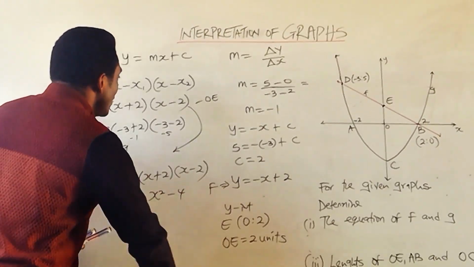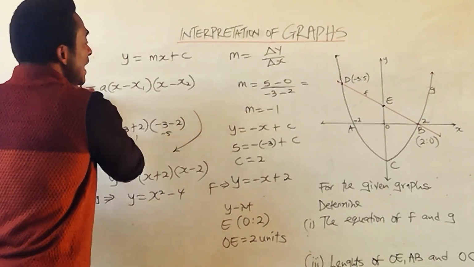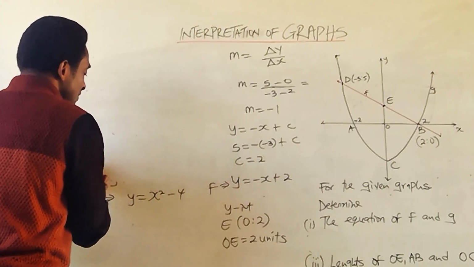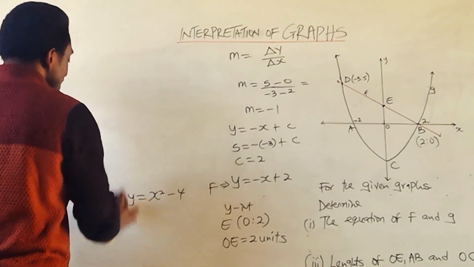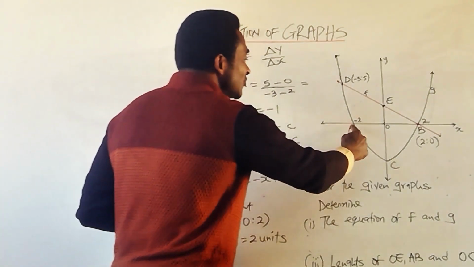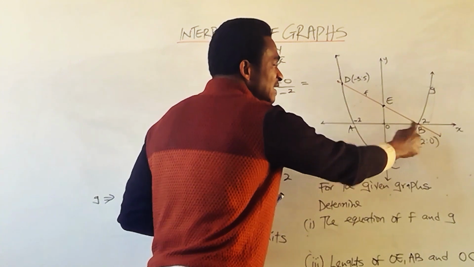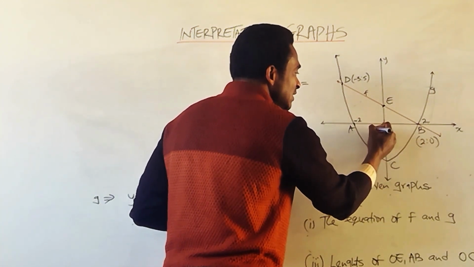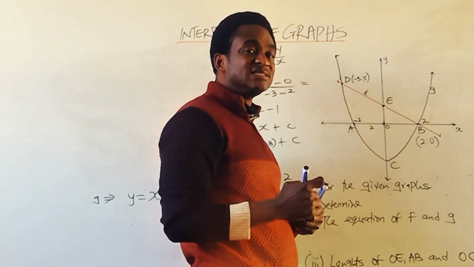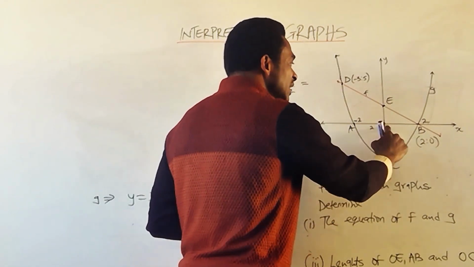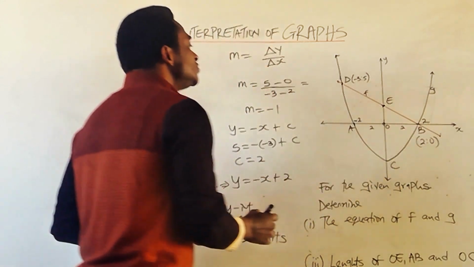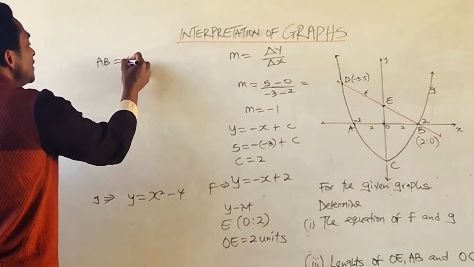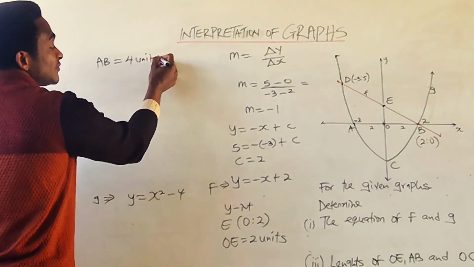Now let's look at our AB. In this case, AB, the distance from A to B, that's what they're asking for. The distance from A to O is 2 units. It's negative 2, but we don't have negative lengths. So it's 2 units here. O to B is also 2 units. So our AB in general will be 4 units.